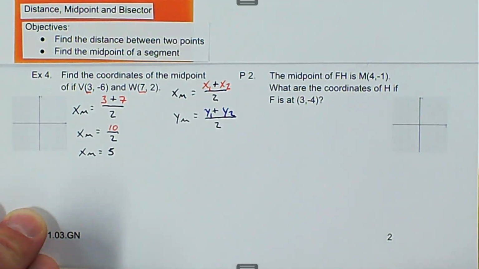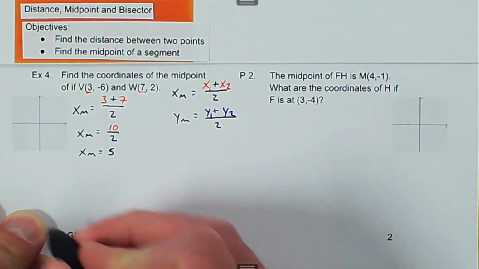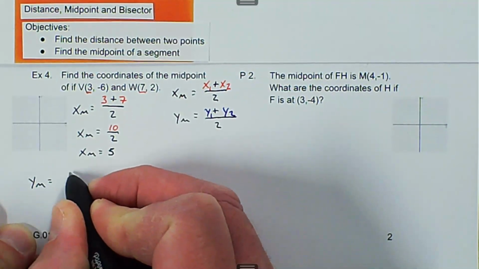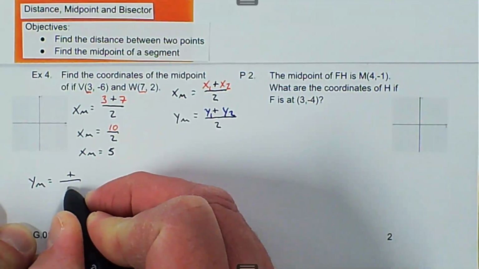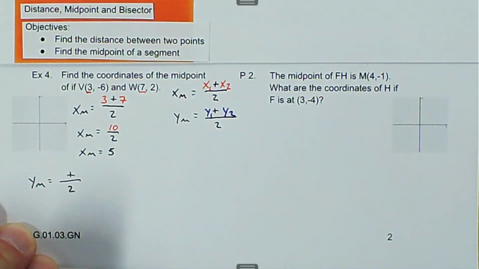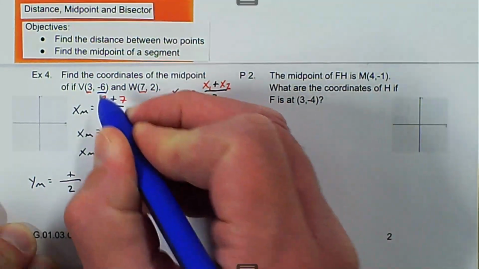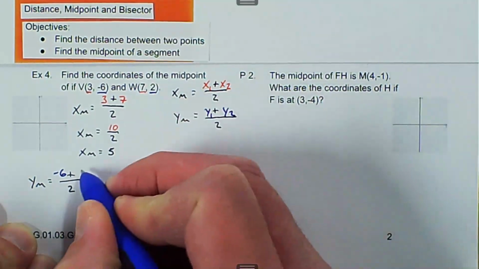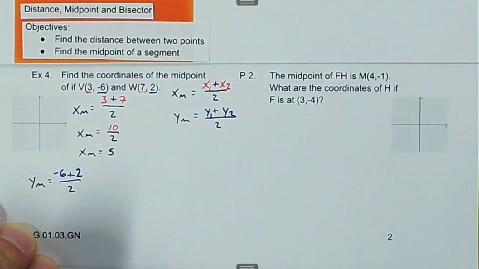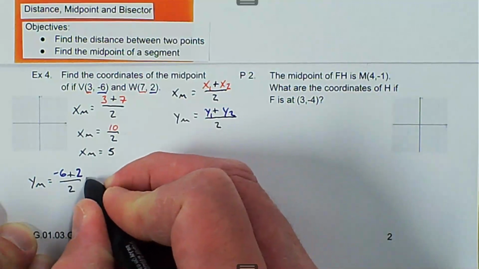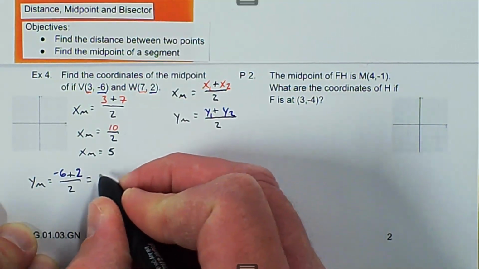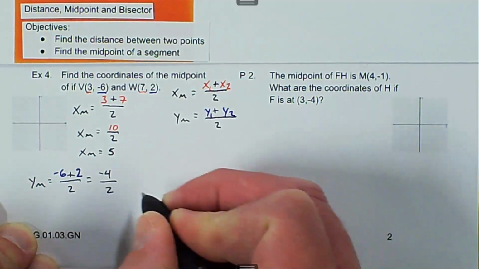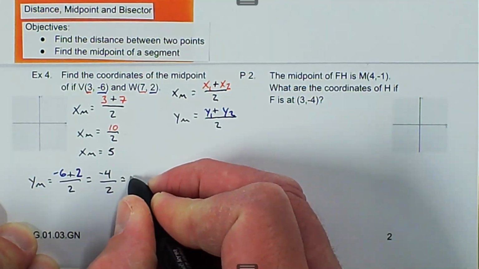We're going to do the same thing for our y coordinate. We have y midpoint is equal to the things that don't change. We're going to add two numbers together and divide by 2. In this case, y sub 1 is -6, and y sub 2 is 2. So -6 plus 2 is -4, and -4 divided by 2 is -2.